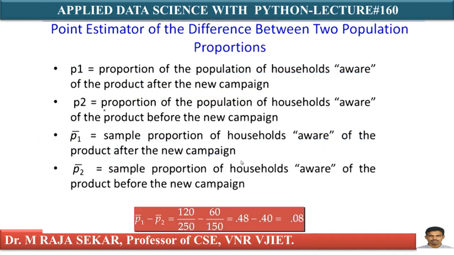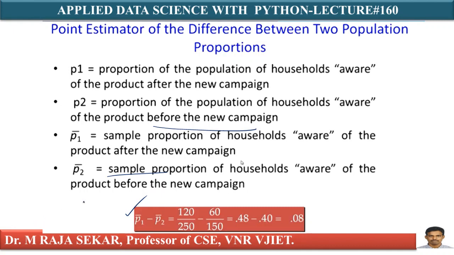In that manner, what is P2? This is before the new campaign, the proportion of the population. This P2 bar, as usual, is the sample. Now, what is our intention? Our intention is, we are going for a new promotion. We have to see the effectiveness of the promotion, that is the advertisement. So P1 bar and P2 bar, as I told you, are related to the sample. We find the difference, P1 bar minus P2 bar.